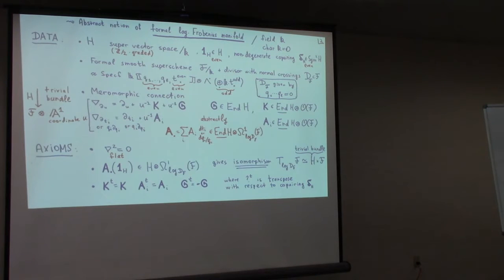Okay. And this whole thing one can encode in some abstract notion, which is called a formal log Frobenius manifold, over a field of characteristic 0, which will be the rational numbers field. So let's see this definition. So we have a super vector space, Z2 graded space, okay. We have element 1, which in examples is the generator 1 of H0 of your manifold.